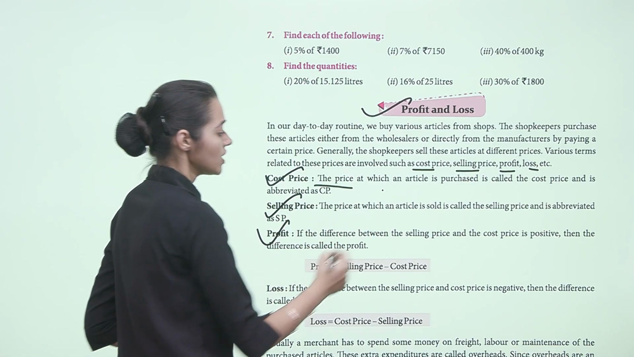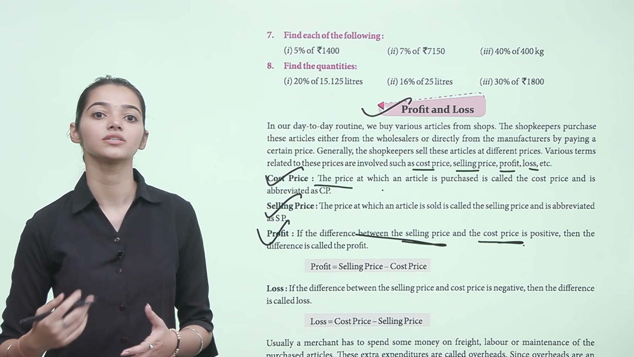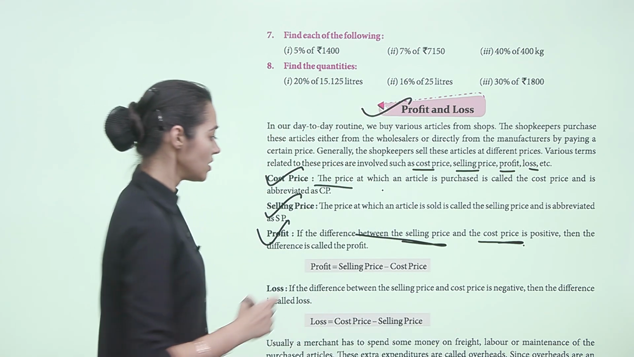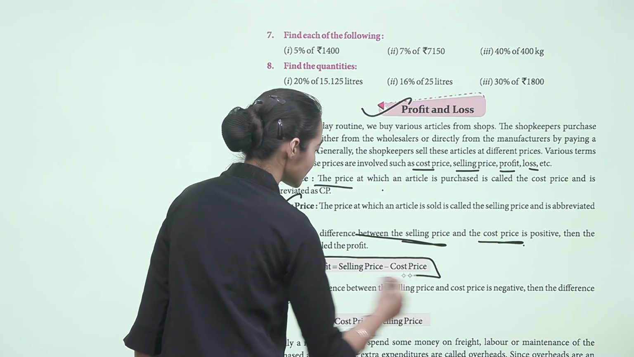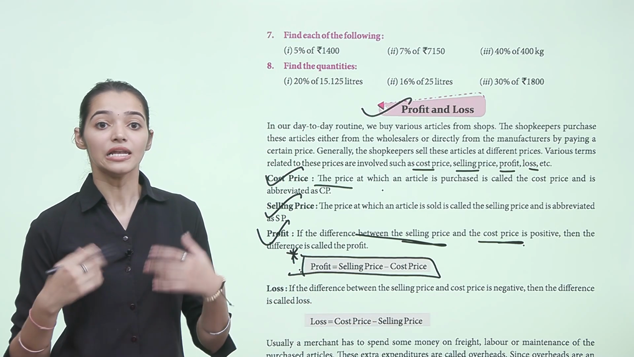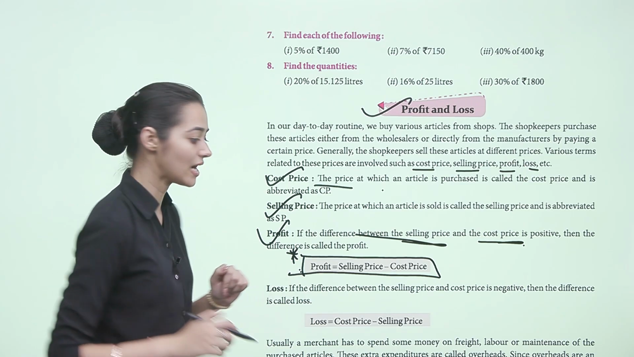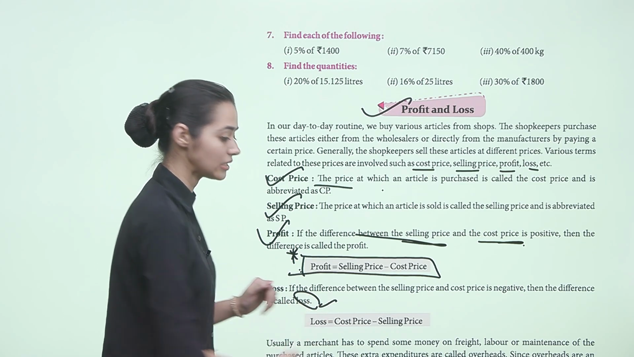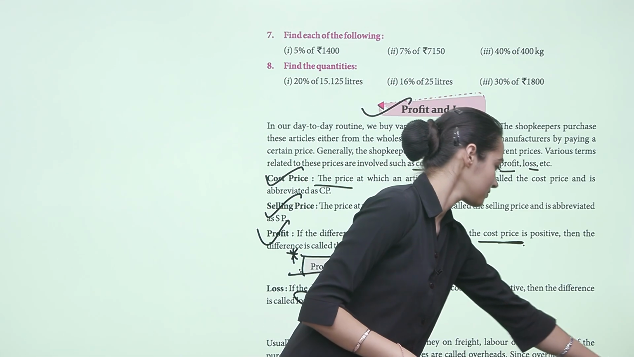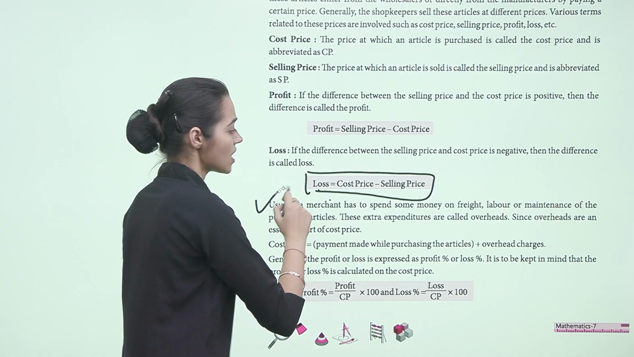Now what is the profit? If the difference between the selling price and the cost price is positive, then the difference is our profit. Profit is our selling price minus cost price. Now loss. If the difference between the selling price and cost price is negative, that means it is a loss. That is, loss is equal to cost price minus selling price.